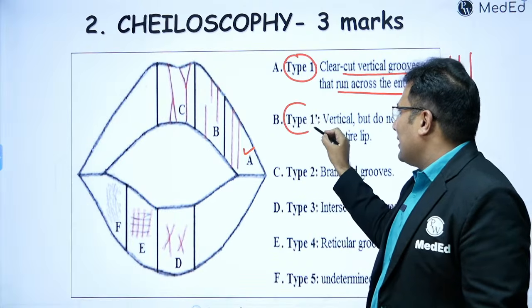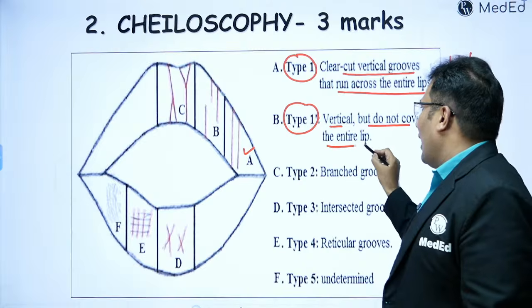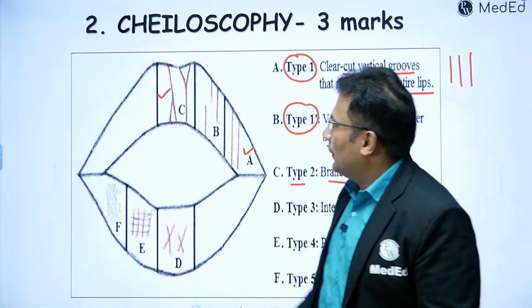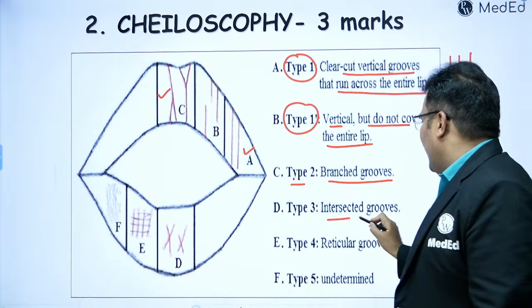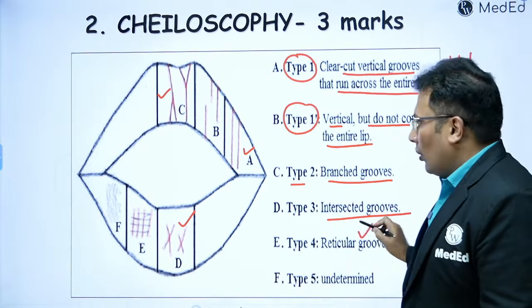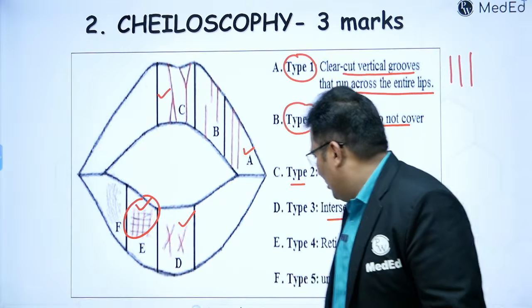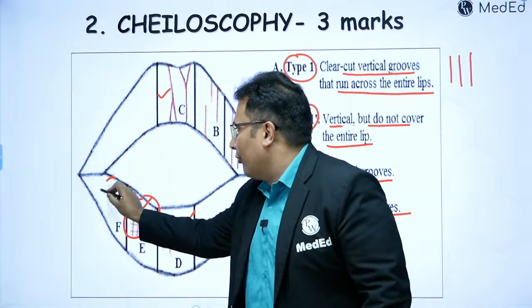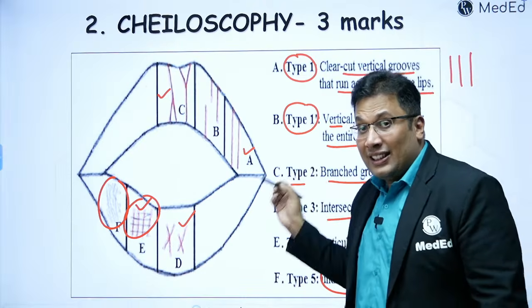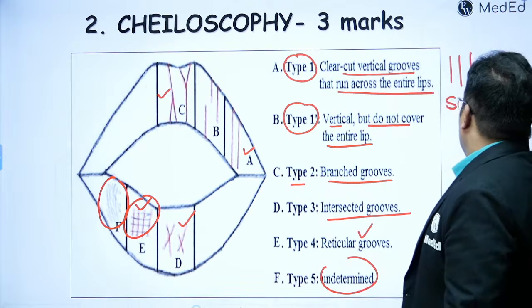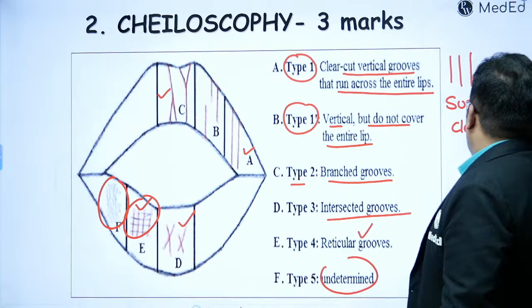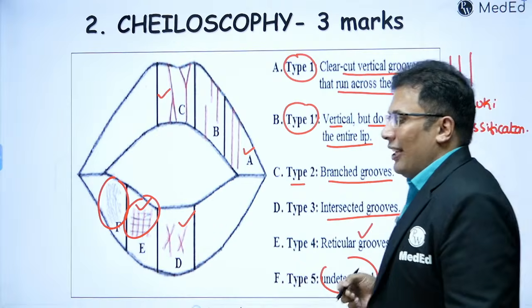Type 1 prime is basically vertical but does not cover the entire lip. Type 2, branched grooves. You can see here branched grooves. Type 3, intersected grooves. Type 4, reticular grooves. Undetermined, basically that is type F. Okay. So this is known as the Suzuki classification. So this can be a 5 marks question.